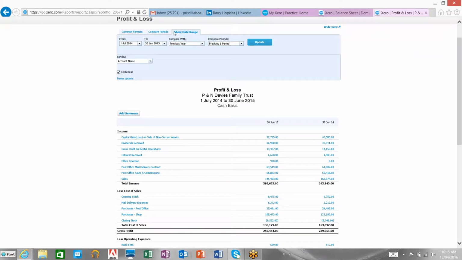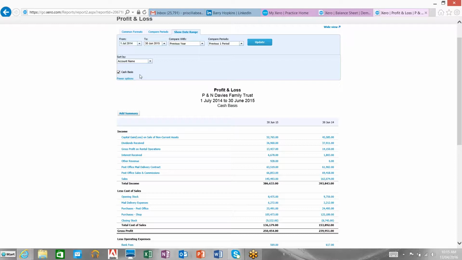What are we analyzing? When we extract a report in Xero, we have to make sure that the dates are correct. We can compare them with previous years, previous periods. And if we work with a business with a turnover less than 2 million, then we always extract cash basis reports. We do not seek to work with accruals.